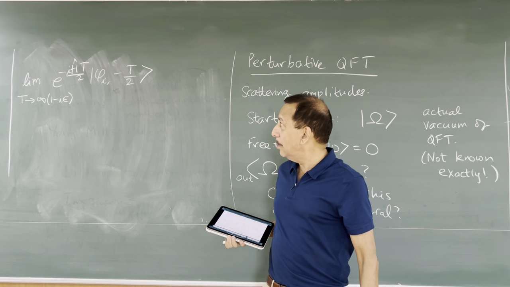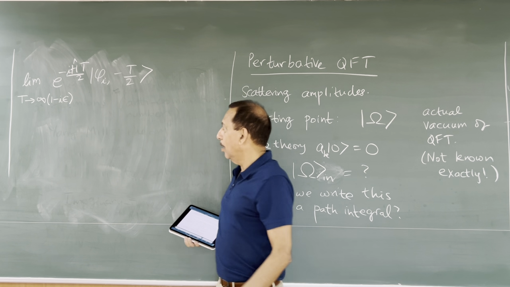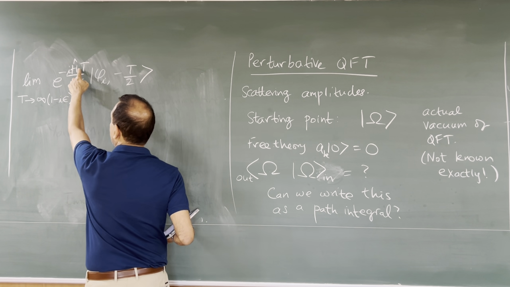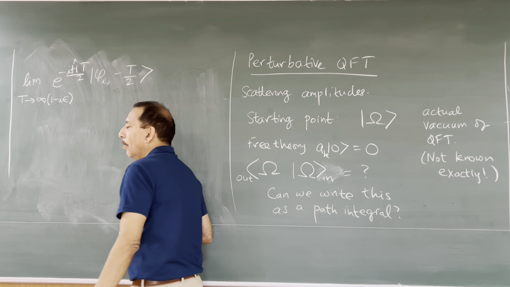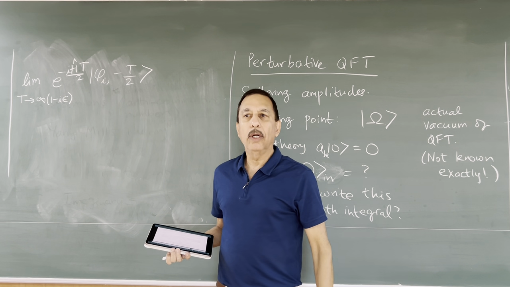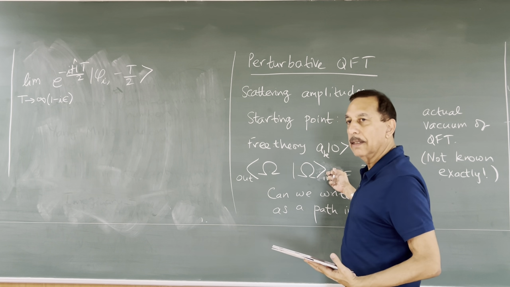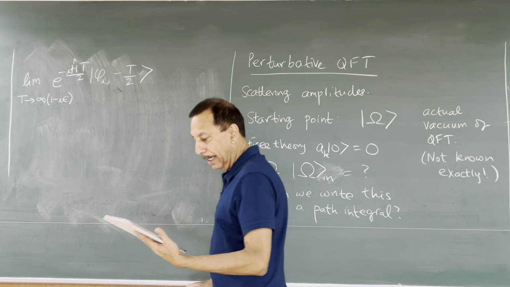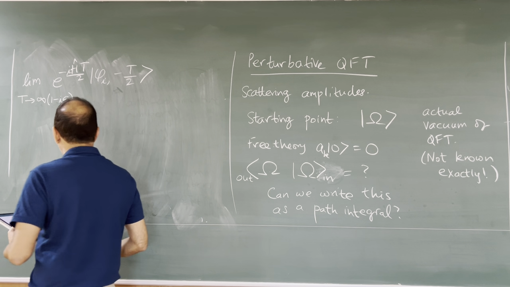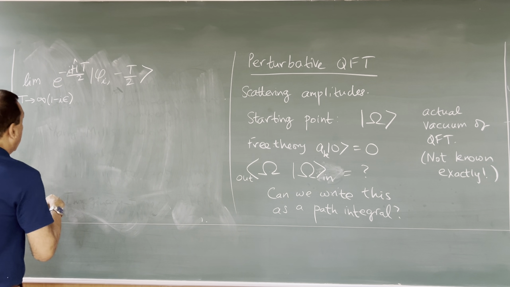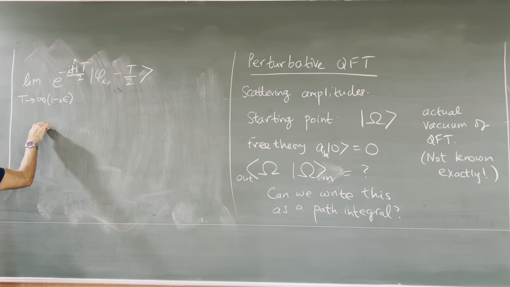Why did I do this? Because the extra piece, minus I epsilon, when I put it here, will give me something which is going to project this state onto this state. So let's do it. It's rigged up to just do that. So let's actually try to evaluate this limit.